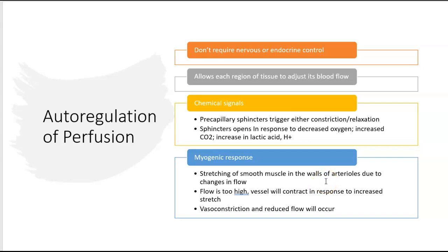So if the flow is too high, the vessels will contract in response to the increased stretch, and if it's too low, then it'll dilate. So vasoconstriction will occur if the flow is too high, and then the flow will be slowed down in order to meet the needs of that particular tissue. So by monitoring flow, the smooth muscle can adjust the diameter of those arterioles to make sure that the tissues in that area are getting properly perfused.